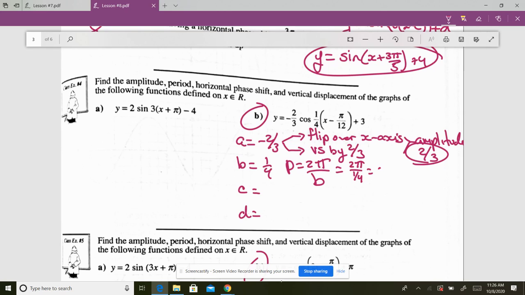Eight pi. You flip the fraction and multiply. So 8 pi. All right, C and D. What's C? We're almost done here. I know this is a long class. 5 over 12, which means we went which way? Right. 5 over 12 units. D value is 3, so we went up. Okay.